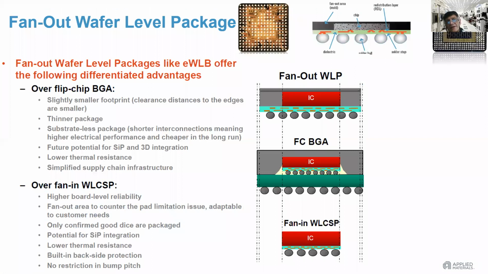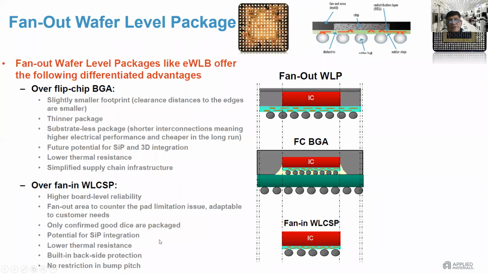So quick messages out here. If you take the fan-out wafer level packages, the advantage over a flip chip ball grid array is that the fan-out will be a smaller footprint, thinner package, substrate-less package. So it will mean that you don't have the interposer cost, you don't have the other material costs, and because it has a lower thermal resistance and lesser material, it will be that much more efficient in its processing execution.